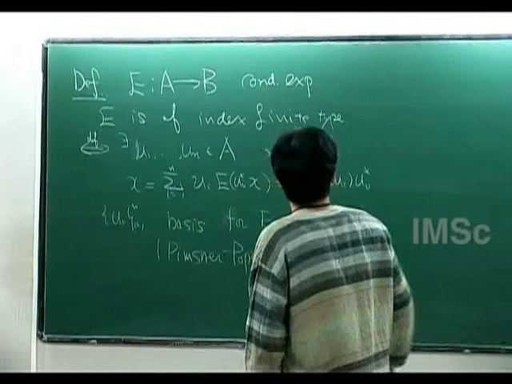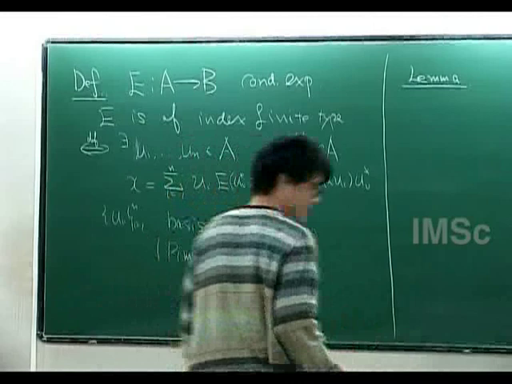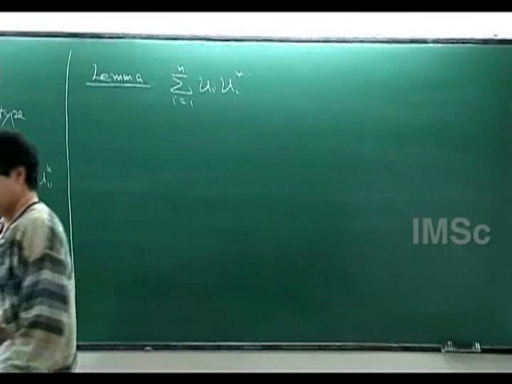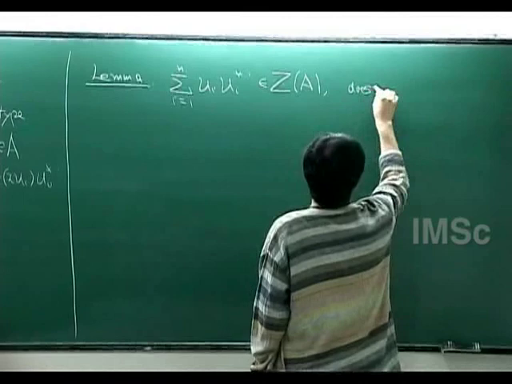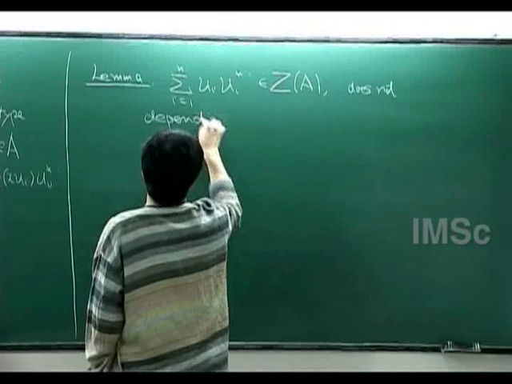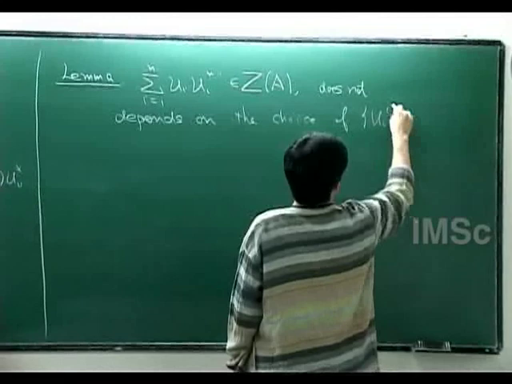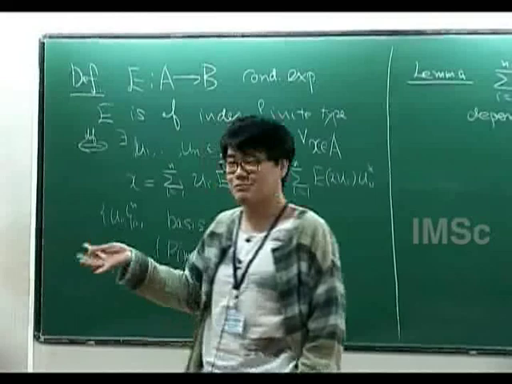Then one easy fact about this basis is the following. This number, not really a number, it's an element of the C-star algebra A, always belongs to the center of A. And in fact it does not depend on the choice of the u_i. The definition of index finite type is just the existence of one basis. And in general, there are many different bases for one conditional expectation.